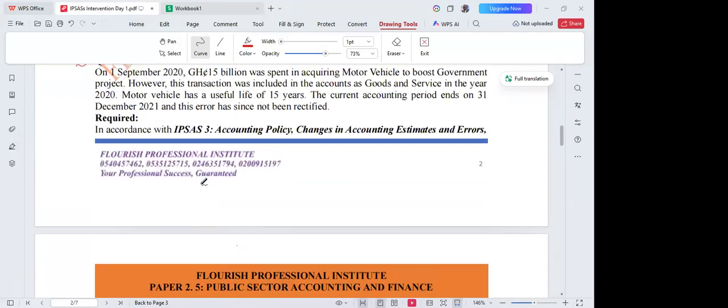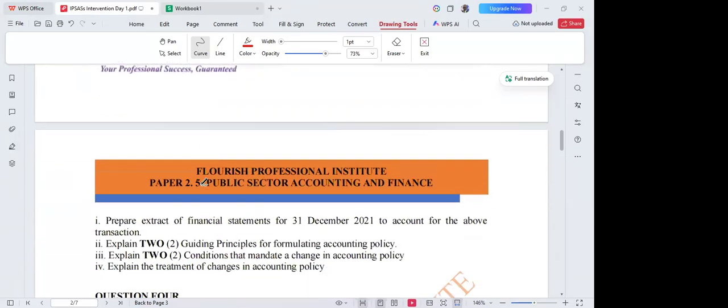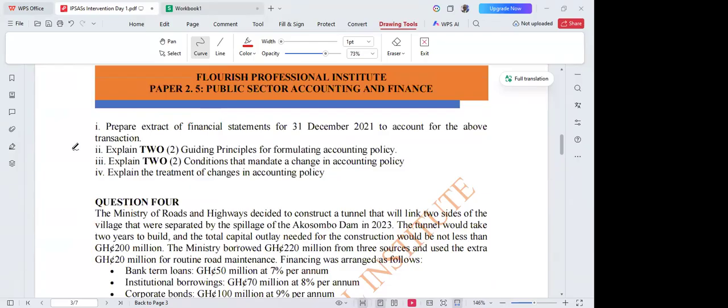Okay, thank you. Now, this question is on IPSAS 3. Before we go to the extract, let's do the little theory we have here. Explain the two guiding principles for formulating accounting policies. So, what are the two guiding principles?